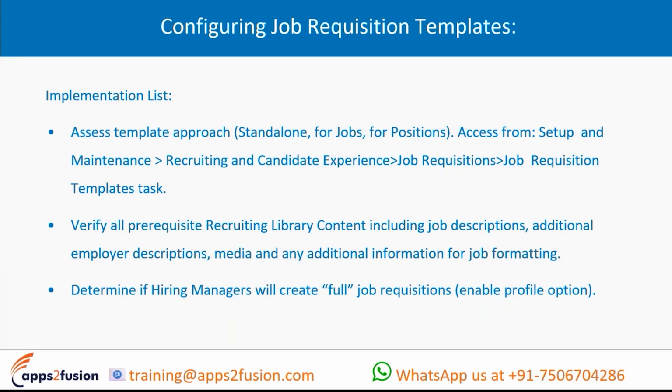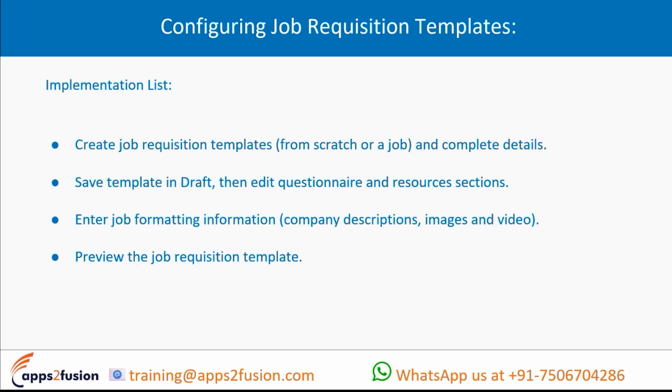And then you can determine if the hiring managers will be able to create full job requisitions. There is a profile option present for that, which I think I have mentioned in the upcoming slides. If it is a full job requisition configuration by the hiring manager, the value of that profile option will be Y. But if only two or three sections should be visible, then you can set the profile option value to N.